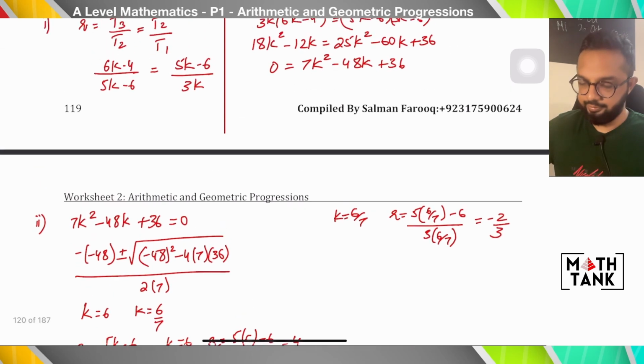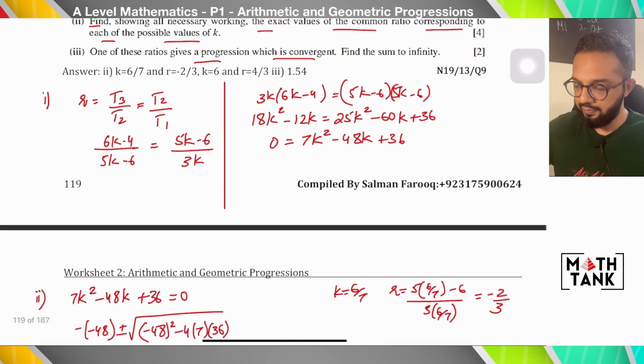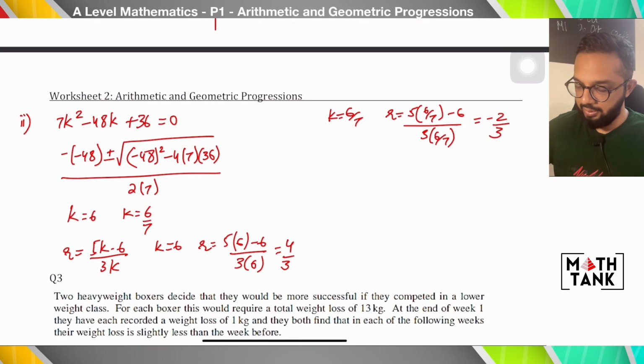That's part 2. Part 3 says one of these ratios gives a progression which is convergent. Find the sum to infinity. So remember that convergent basically means that r should be between minus 1 and 1. Therefore, it's this one that gives you a convergent geometric progression.